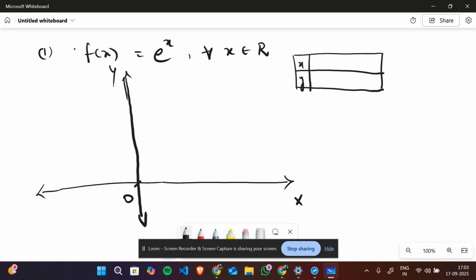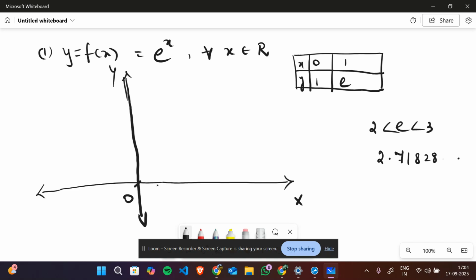Now if x is 0, e to the power 0 will be 1. If x equal to 1, e to the power 1 will be e. The value of e, we all know, lies between 2 and 3. So the approximate value of e will be 2.7182, etc. Now let's plot those points on the graph.